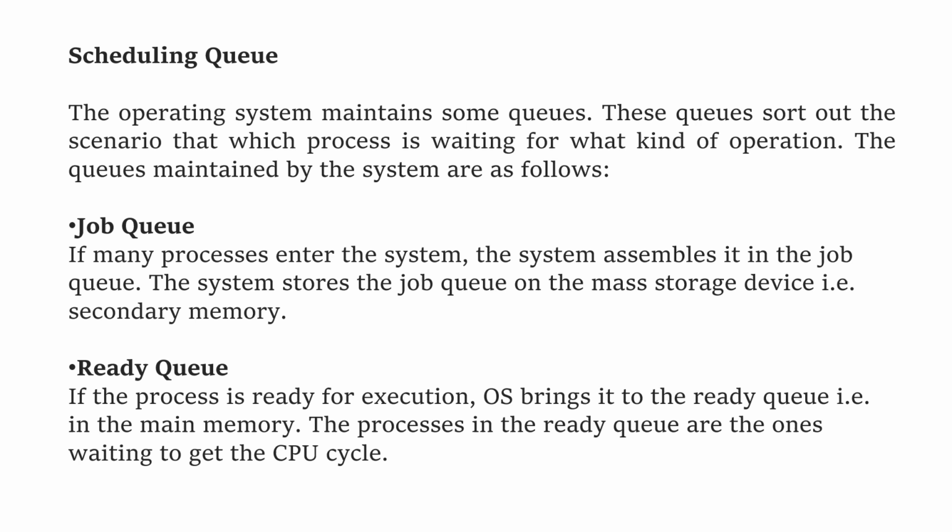Then next is the ready queue. If a process is ready for execution, then the OS brings it to the ready queue, that is, into the main memory. The processes in the ready queue are the ones waiting to get the CPU cycle.